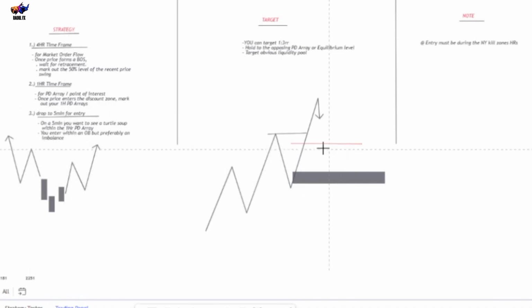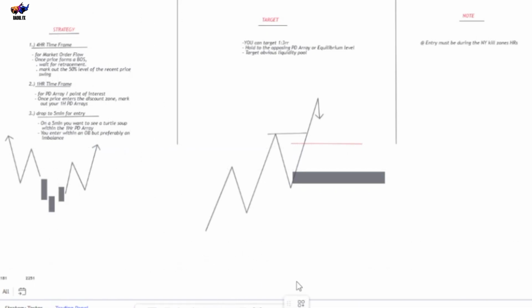And remember, when we divide this price swing into two, what we have up here is a premium and what we have down here is a discount, right? So anything down here is good for entries. Now it says drop to the 5-minute for your entry. On the 5-minute, you want to see a total soup within the 1 hour PDRA, and you enter within an OB, but preferably on an imbalance.